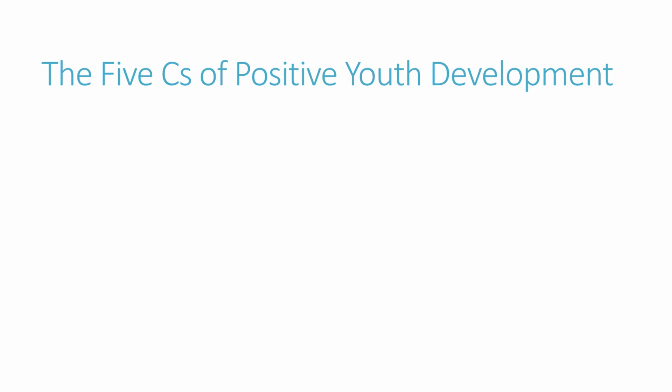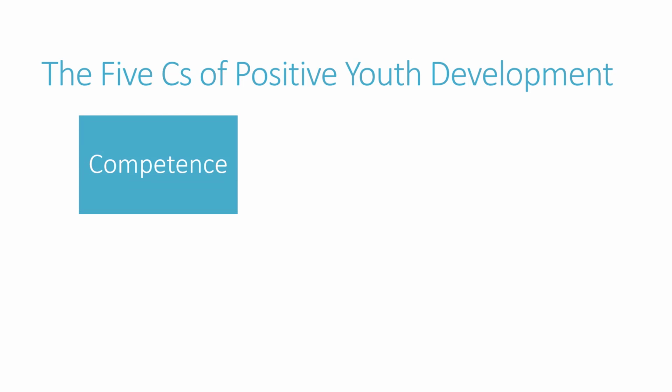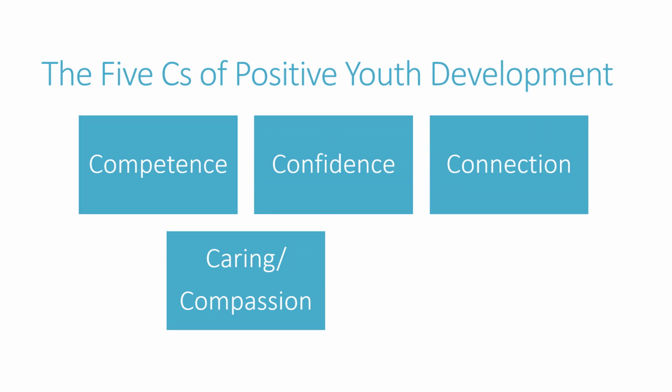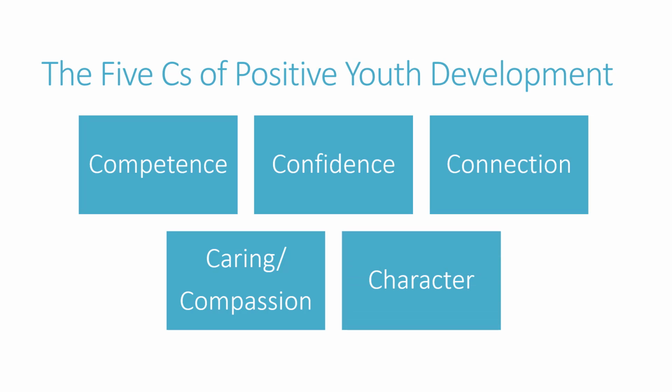Positive youth development is built on 5 core principles. The 5 C's of positive youth development are integral to a young person's success: competence, confidence, connection, caring and compassion, and character. The 5 C's help detail the 4 categories of youth development.